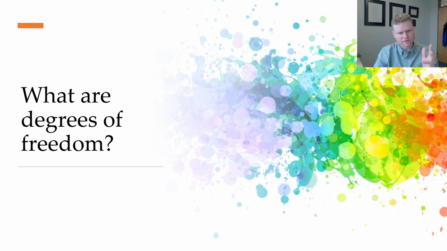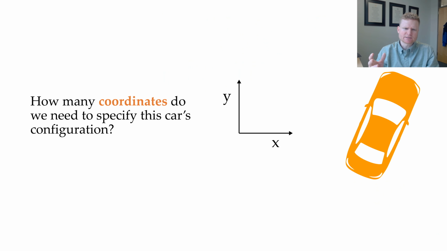Okay, so I mentioned this term a couple times. What is a degree of freedom? And to explain this concept, I really want to just show you a couple examples. I think it's pretty intuitive once we go through these examples.